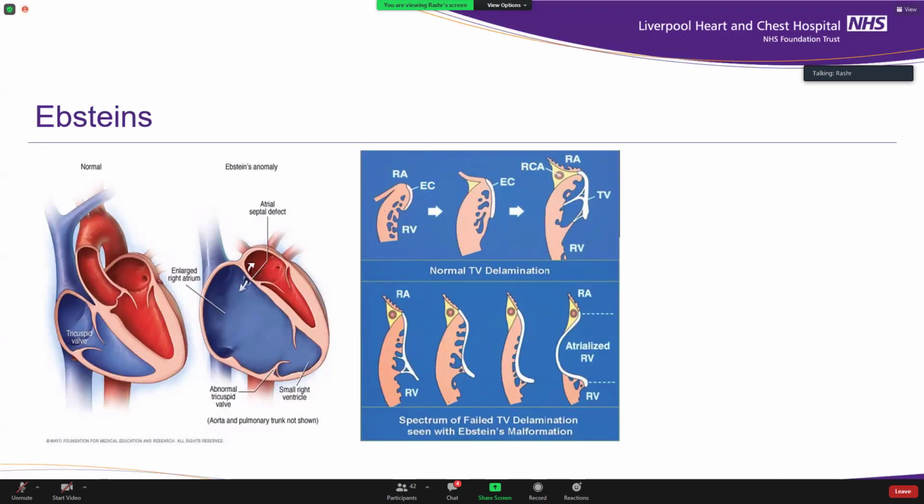If you look at the picture on the right, essentially this begins with failed delamination of the tricuspid valve leaflet from the septum, giving you an atrialized right ventricle, an abnormal tricuspid valve, a lot of TR and a small ventricular portion. There's a very wide spectrum of how much atrialization there is, and that will define how well or badly the patient does from a hemodynamic perspective. An abnormal tricuspid valve and atrialization of your right ventricle will seriously affect your right atrial size and your conduction tissue development.